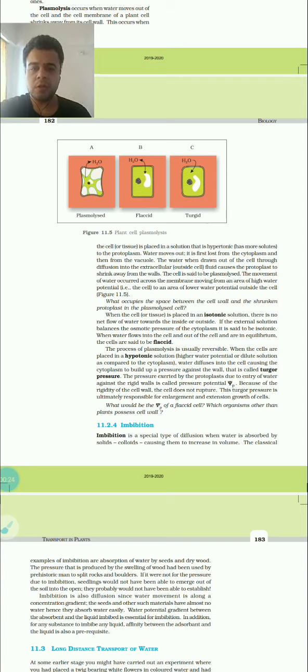So today we'll start with the imbibition and then the long distance transport of water. That is what we'll take in this lecture. Okay, so we'll just start with the imbibition.